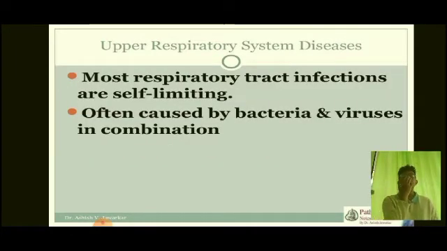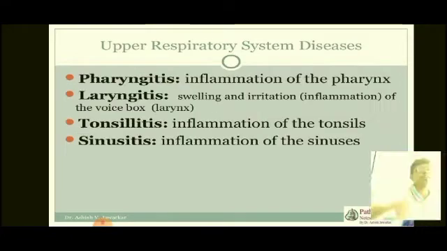The upper respiratory system diseases are mostly self-limiting. When we say self-limiting, it is a clinical term for any disease whose natural history is resolved without treatment. These are diseases that have no long-term harmful effects on the person's health. They are often caused by bacteria and viruses in combination.